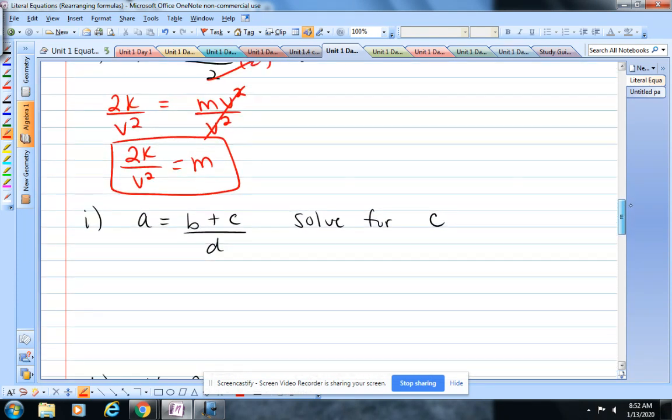Look at I, please. This is basically the same thing we just did. We're solving for which one? C. All right, so I want to get rid of my denominator first. How do I get rid of that D? Yeah, they're dividing by D. So to get rid of it, I'm going to multiply both sides by it. All right, so D times A, you can just call it DA or AD.